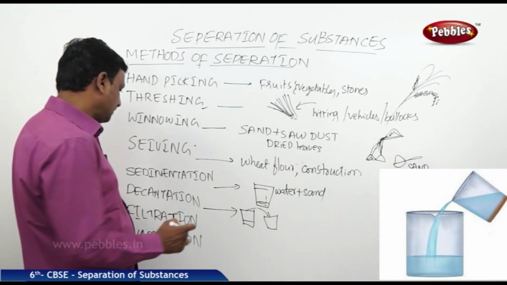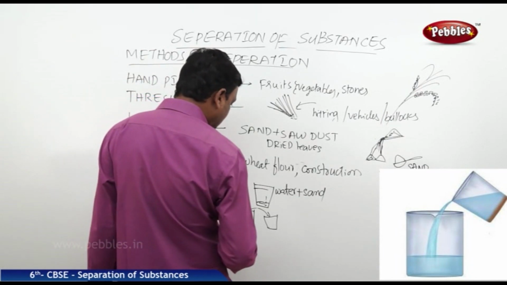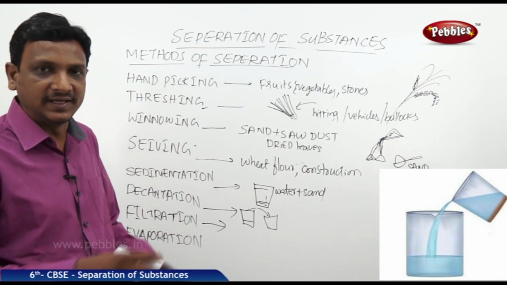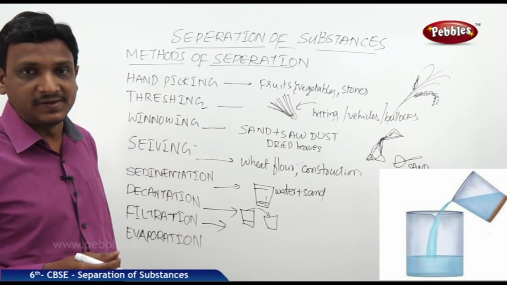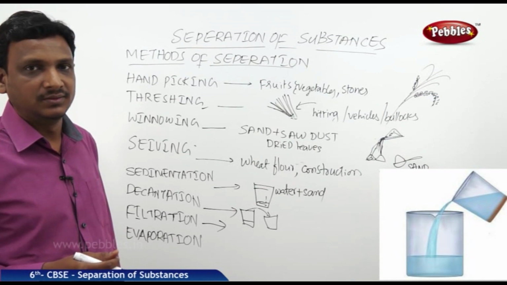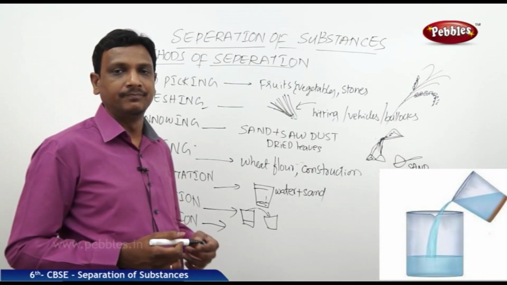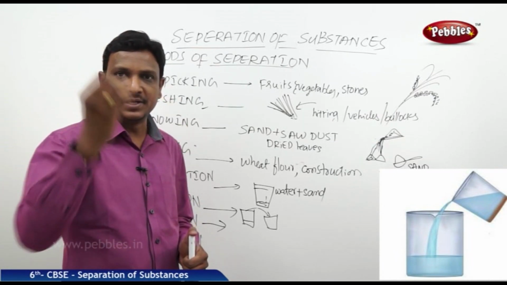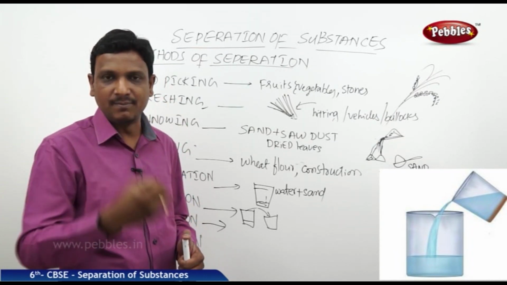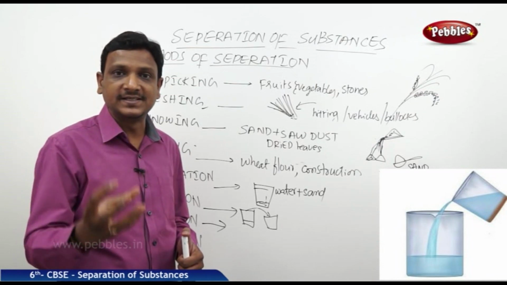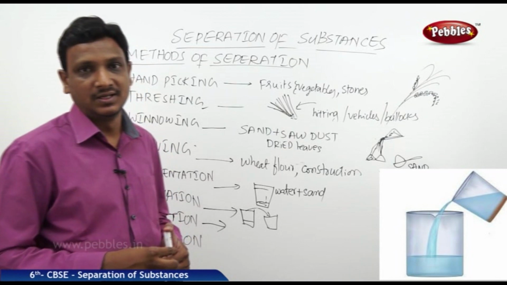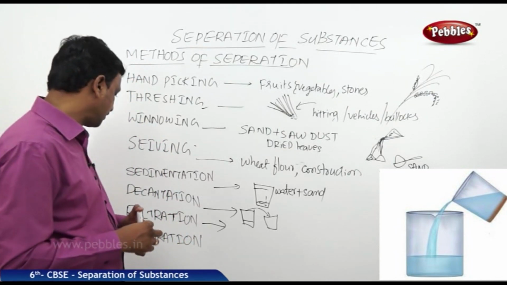Right? So with filtration, we can separate tea leaves from the tea. We are filtering impurities from the water. You have a water filter at your home. Have you ever observed it? If you open the top lid of the water filter, you will find a mesh which is filtering. Any bigger objects in the water will be filtered there. So that is the technique of filtration.